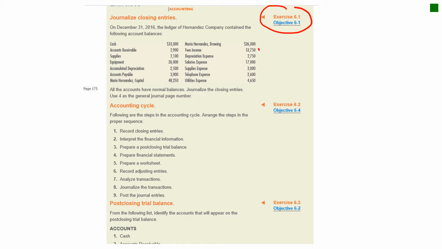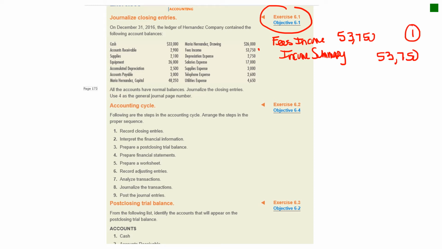So to close out a revenue, we're going to debit it. So we will debit fees income, and we're going to credit income summary for the $53,750. So that's our first one.